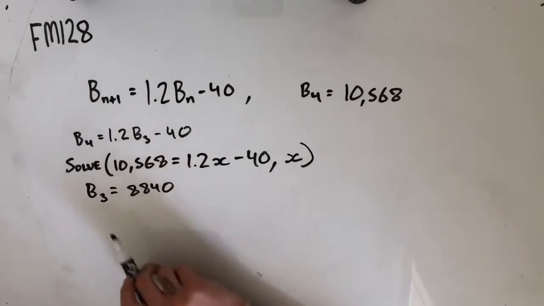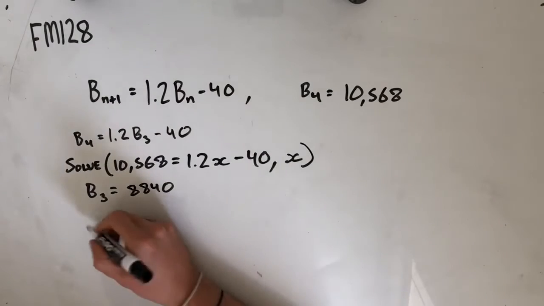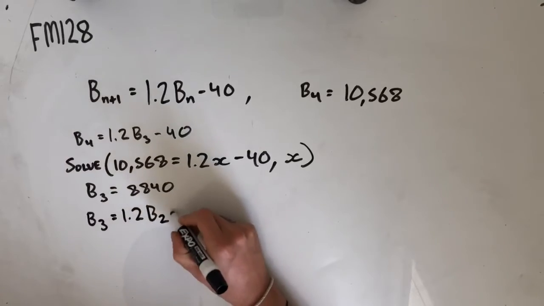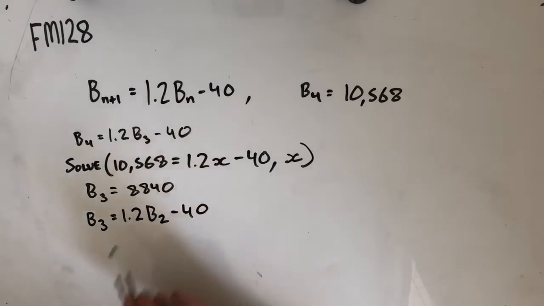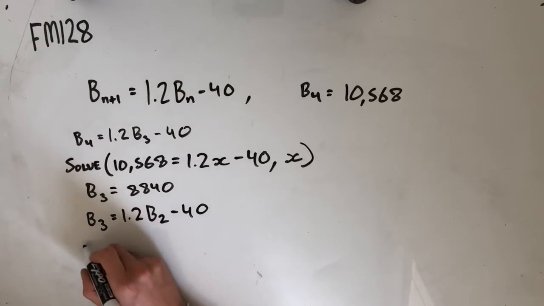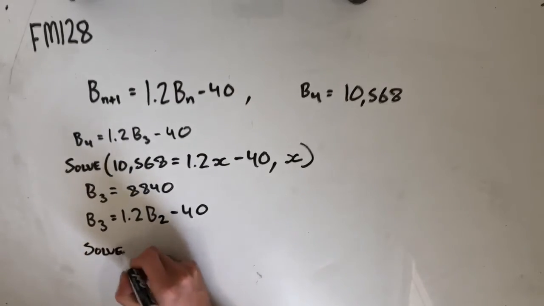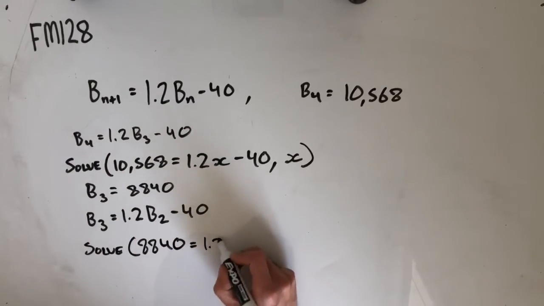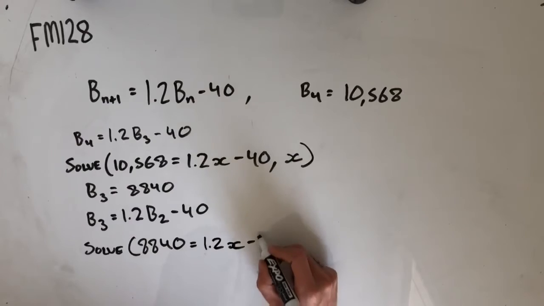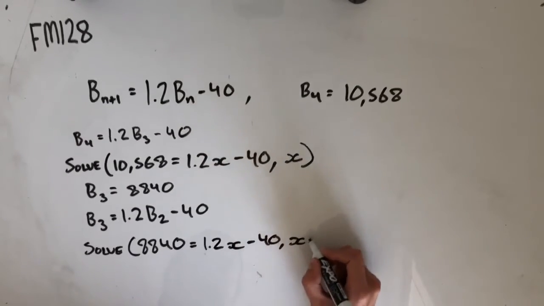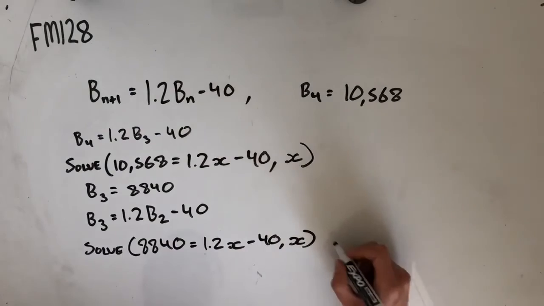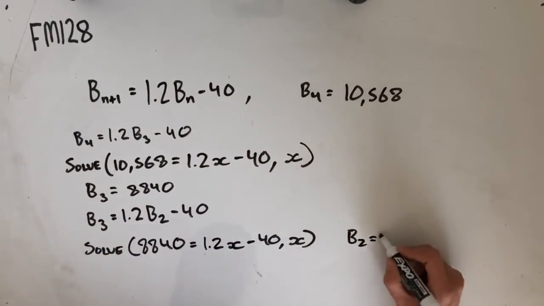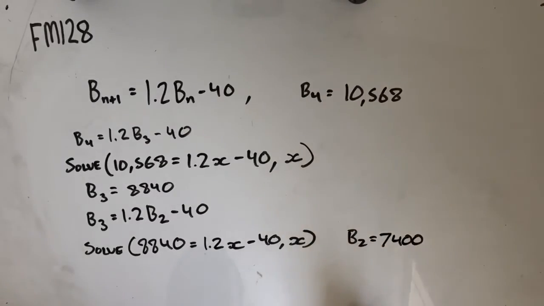Now to go from B3 to B2. So B3 would equal 1.2 B2 - 40. We follow this same process again, plugging in our value for B3. So solve 8,840 = 1.2x, just any unknown number, minus 40, solve for x. And that's going to drop you out with an answer for B2 of 7,400, which of course is option C.